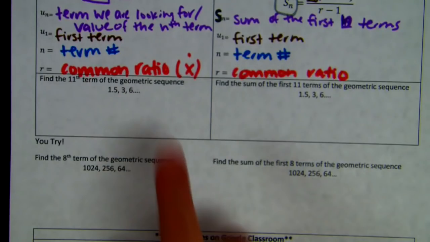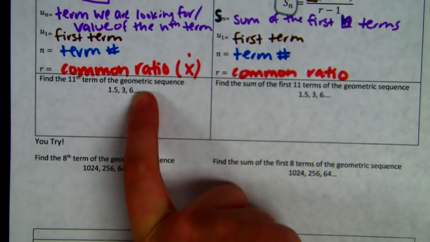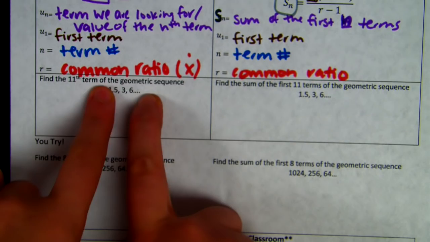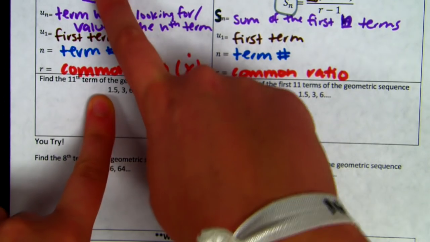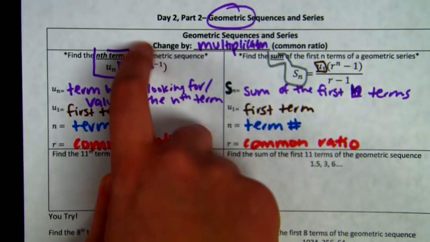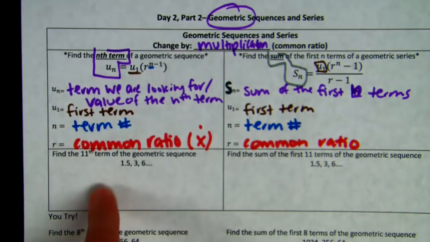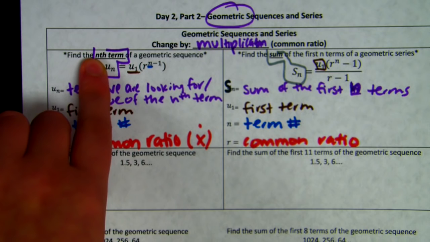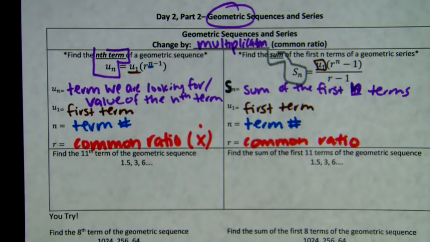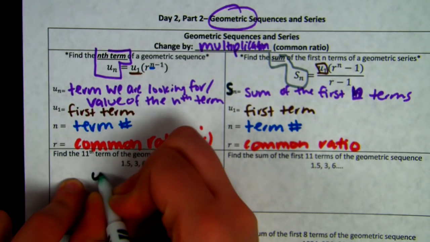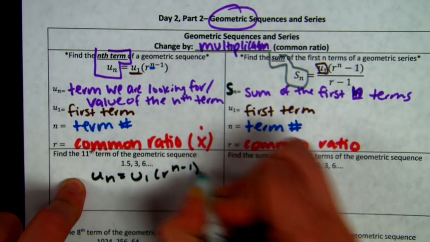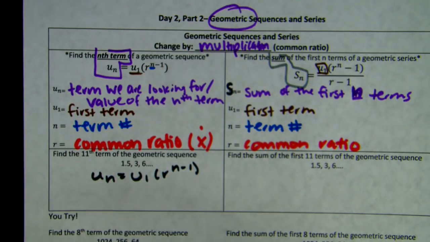So if it is over here asking us to find the 11th term of the geometric sequence, we are going to use this nth term formula up here, because the 11th term is a numbered term, right? So I know I'm going to use this equation. Let me write that down really quick. We have un equals u1 times r to the n minus 1. So let's fill in what we know. We don't know what the 11th term is. That's what we're looking for.